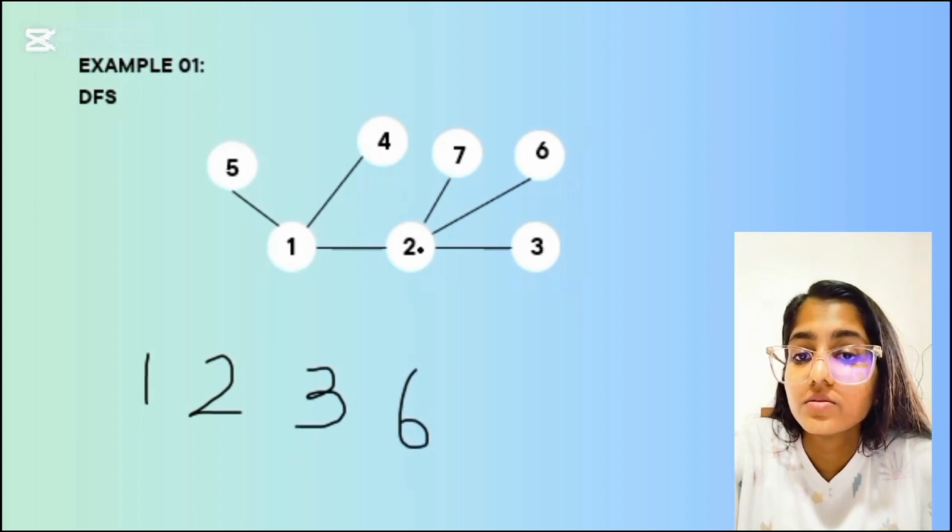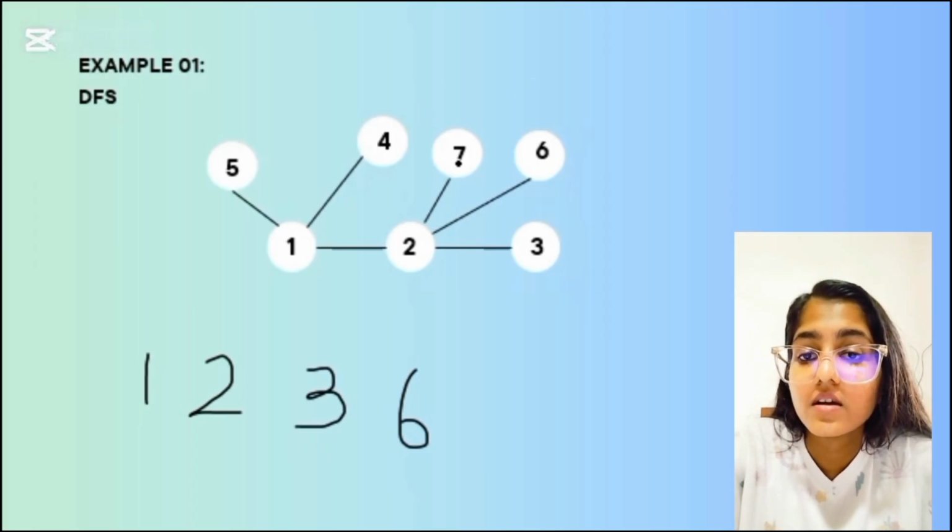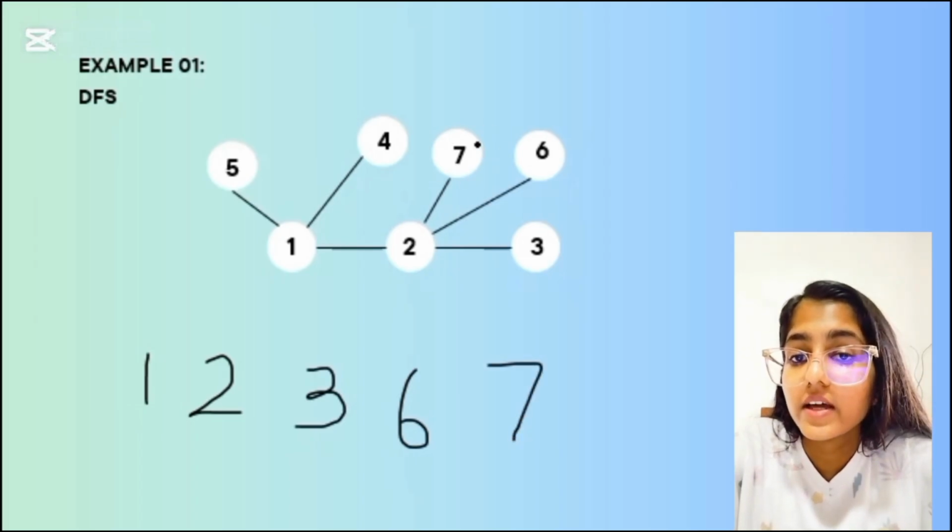Then come back to 2, then visit 7. You can see that there are no adjacent vertices here also, so I can write 7 here. Now you must come again to 2. Then you must visit 1 again.